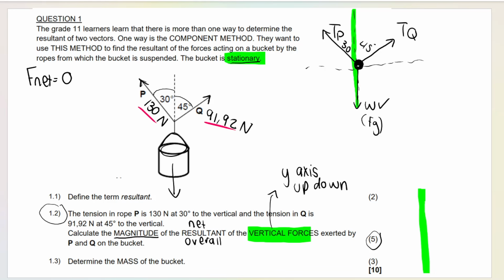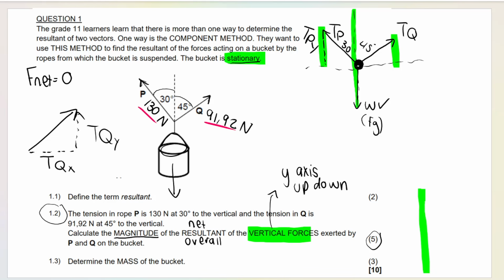So what that means is if I take this and I break it down into its components, it's going to have a vertical component. So this tension over here, this rope, will have a y component, a vertical component. We can call it TPY. And this over here, TQ, will also have a y component. Remember, if a vector acts at an angle, like Q for instance, let's look at Q. Because it's acting at an angle, we know that it has both a horizontal component, let's call that TQX, and a vertical component, TQY.